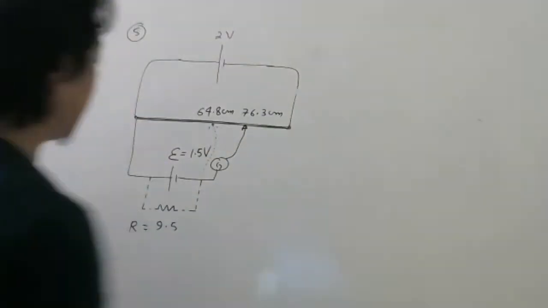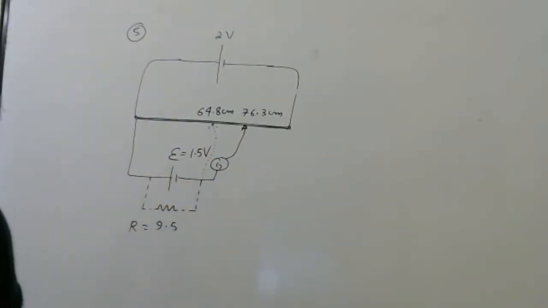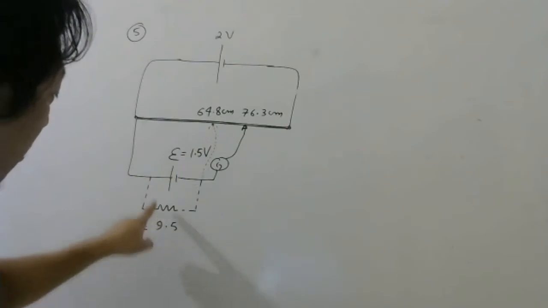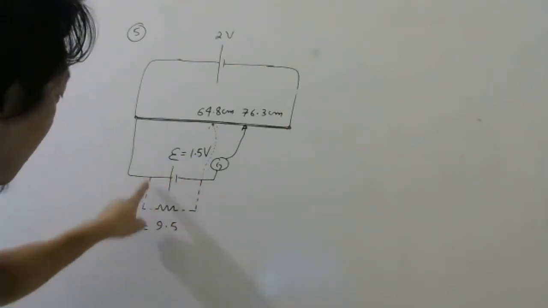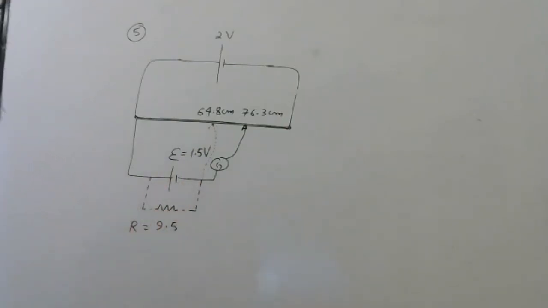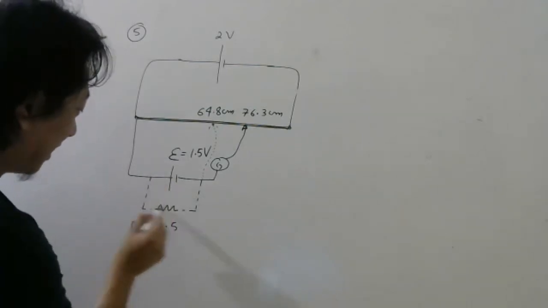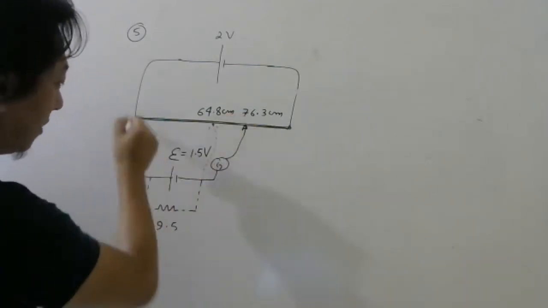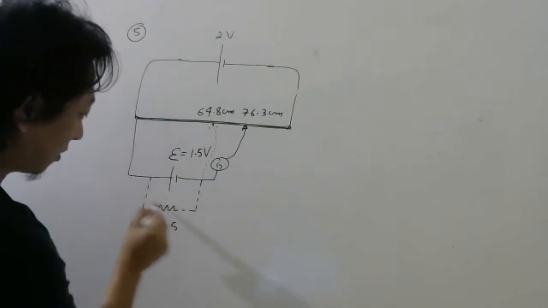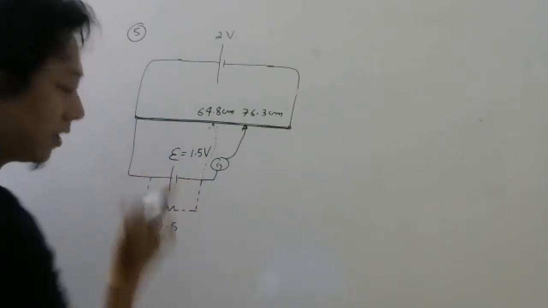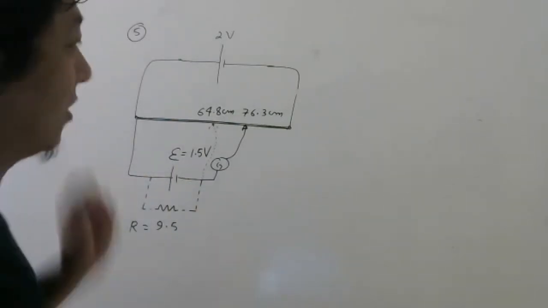So the first balance point is with only EMF. The second balance point is with this external resistance here. When this external resistance is there, current will flow this side at least. This side it will not be there. Here it will be there. So because of this current, the voltage here will be terminal voltage.